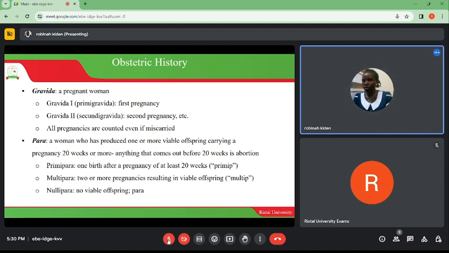Let us look at primipara. Primipara refers to one birth after a pregnancy of at least 20 weeks. She delivers for the first time. Then multipara, this is a person who has delivered 2 or more pregnancies, and these pregnancies have resulted into viable offspring. Then nullipara is someone who has never delivered before.